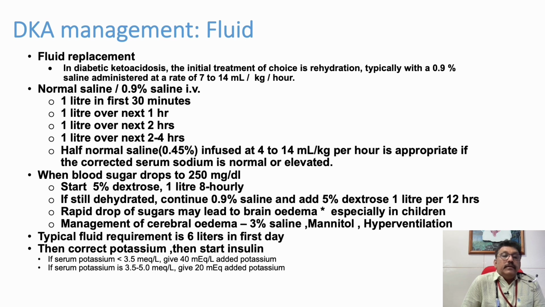So initially normal saline can be started: 1 liter in the first 30 minutes, 1 liter over the next 1 hour, the next 1 liter over the next 1 hour, 1 liter over the next 2 hours, and 1 more liter after the next 2 to 4 hours. So we are giving 4 liters in the first 2 to 4 hours. Then we have to continue another 2 liters over 24 hours. If the patient develops hypoglycemia or if the sugars are less than 250, you can switch to saline containing dextrose, or 5% dextrose to be continued.